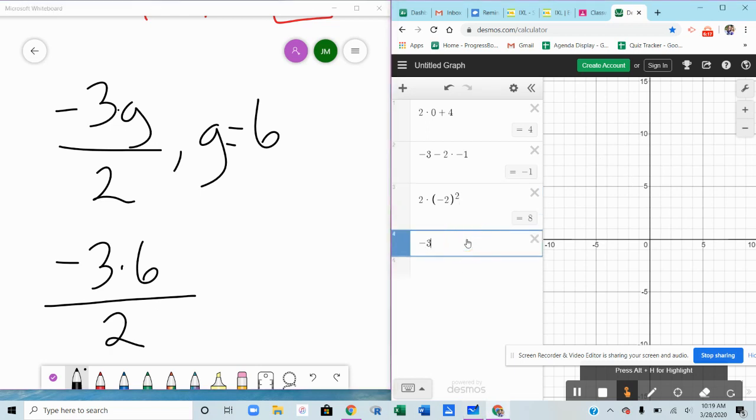So I can do -3 times 6. Now, here's where you want to be careful. Right now, it's just dividing that 6. So what you need to do in Desmos is do your parentheses, type in that top part in the parentheses, and then do divided by 2. So that way it keeps everything in the top, and then all of it is divided by 2. So -3 times 6, and then the whole thing is divided by 2, which gives you -9.